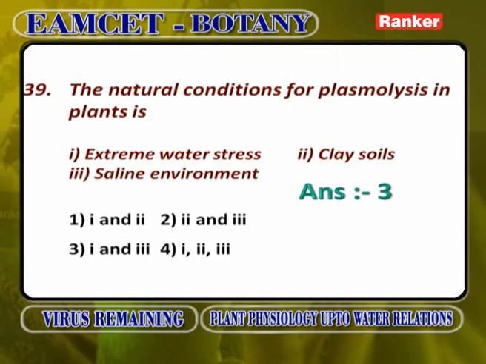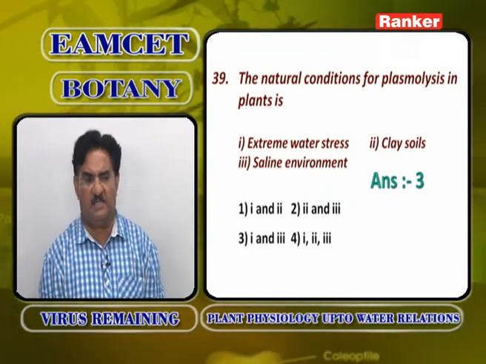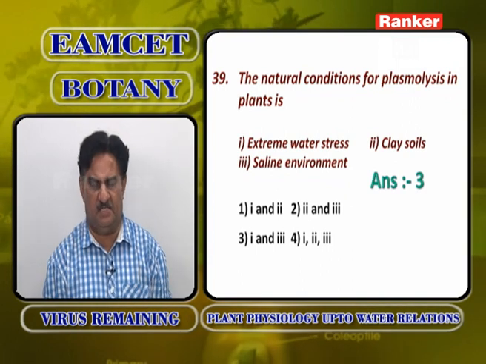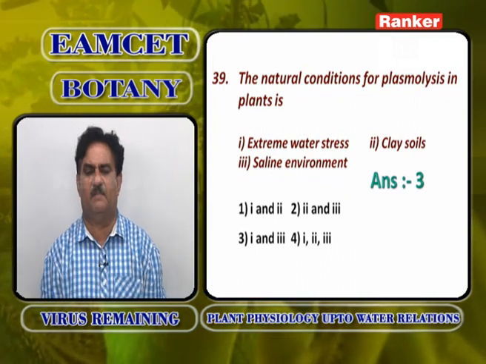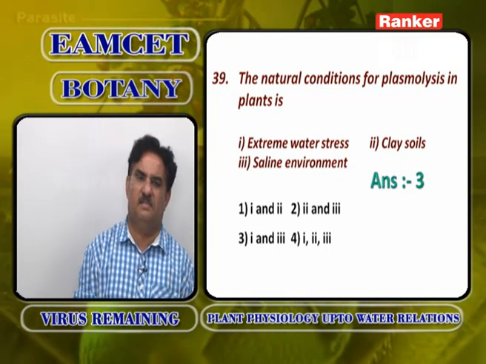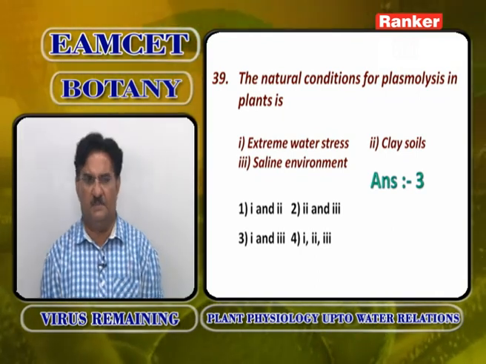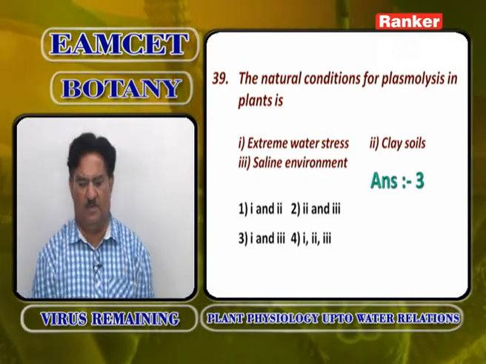The natural conditions of plasmolysis in plants. Normally, plasmolysis does not occur in nature. Plasmolysis occurs only in special extreme conditions, when there is a lot of temperature and a saline environment in the surroundings. Extreme water stress does not cause plasmolysis. Extreme water stress increases the amount of abscisic acid, which removes potassium ions from the guard cells, resulting in stomatal closure. Because of this, abscisic acid is also called the stress hormone.